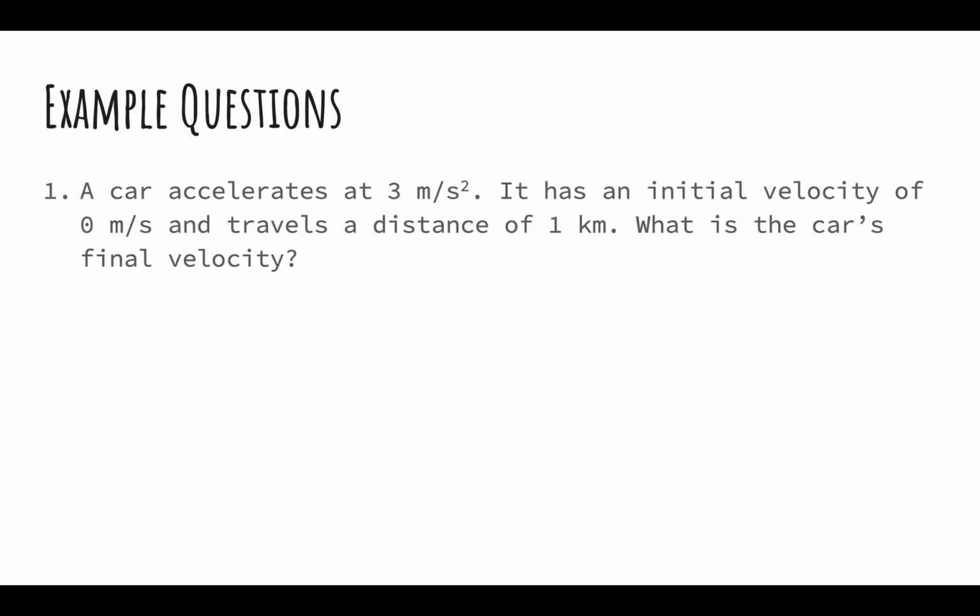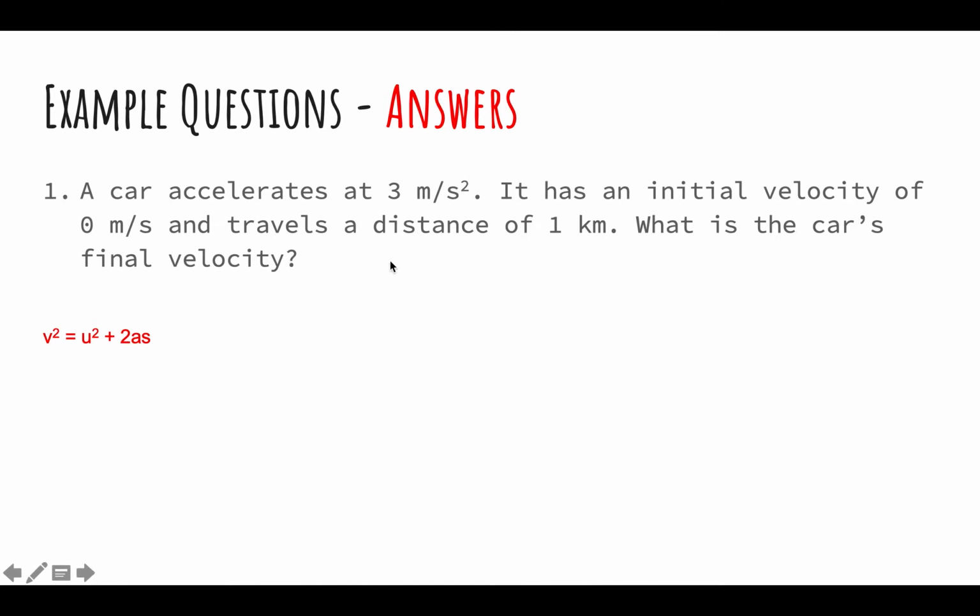Here's another example. This time we have a car that accelerates at 3 meters per second squared. It has an initial velocity of 0, starting from rest, and travels a distance of 1 kilometer. What is the car's final velocity? So often the tricky bit is working out what equation to use. So we want the final velocity, v. We've got a, we've got the initial velocity, u, and we've got the displacement or distance, s. So once again, we're going to be using our v squared equals u squared plus 2as equation, as shown.